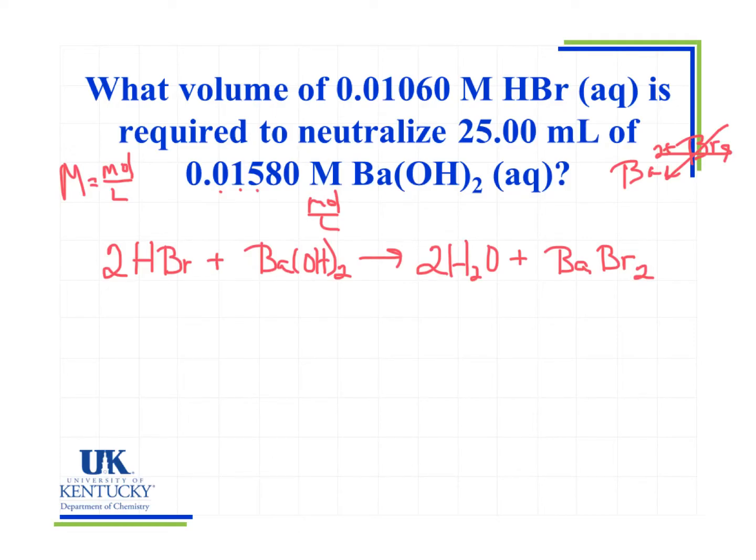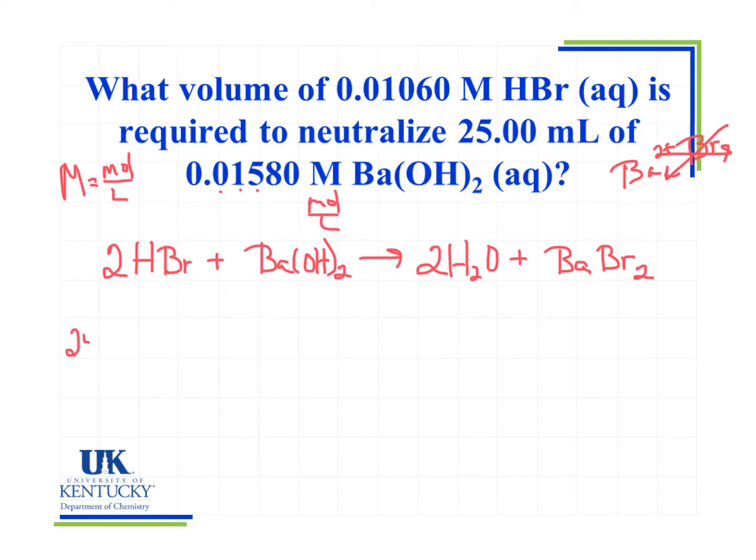Now, I want to look at what information I know and what I'm trying to find. So in the problem, it's given me the volume and molarity of barium hydroxide and just the molarity of HBr. Well, with just the molarity of HBr, I can't get to moles. And remember, that's that central part of every stoichiometry calculation, that I have to go through moles. Since I don't have the information to get to moles of HBr, that tells me I must be starting with the information about the Ba(OH)2.